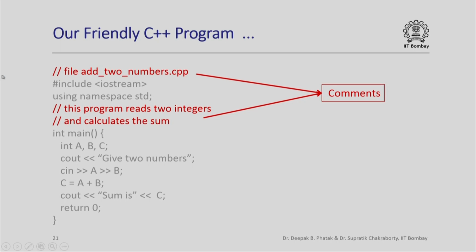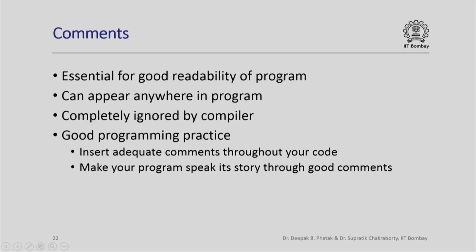Finally, in a program we can add English language descriptions of what the different parts of the program are doing. These are usually done by putting two double slashes at the beginning of the line. These are also called comments. Comments are absolutely essential for good readability of the program, and you can put them anywhere in a program by putting two double slashes. Comments are completely ignored by the compiler.